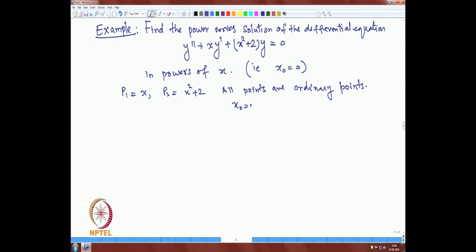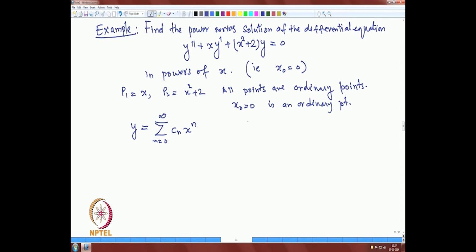So, x0 equal to 0 is an ordinary point. Therefore, by the existence theorem, there exists a power series solution. So, two linearly independent power series solutions of the form summation Cn x to the power n. So, we look for a solution y(x) = summation Cn x to the power n, n goes from 0 to infinity. This is guaranteed by the existence theorem.